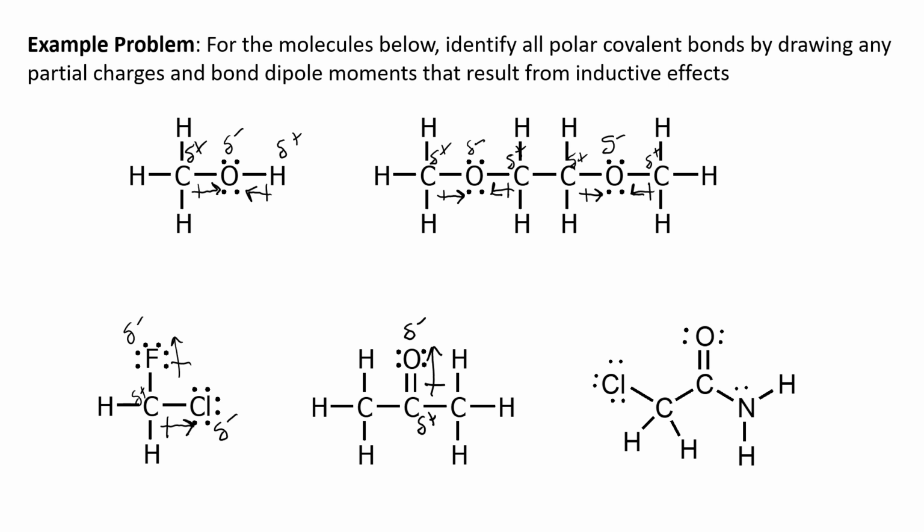Our final molecule, we have several polar bonds here. We have a carbon-oxygen, delta minus, delta plus. We have a carbon-chlorine, delta minus, delta plus. And we have a carbon-nitrogen. Nitrogen is more electronegative than carbon, so delta minus, with our dipole moment pointing towards the nitrogen.